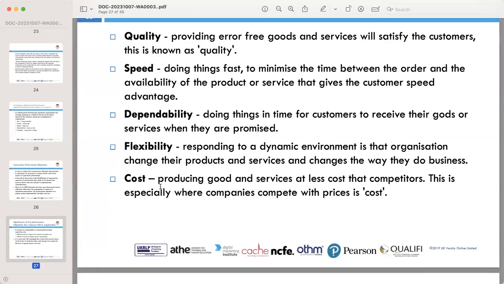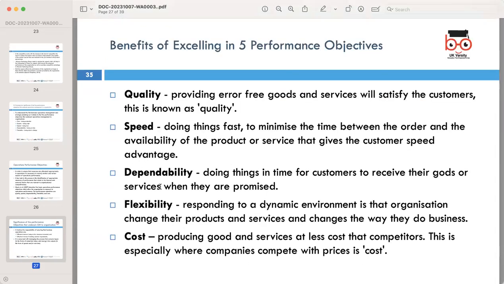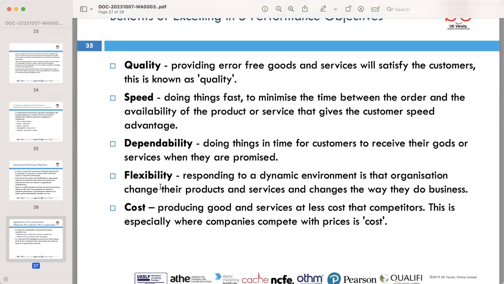Then is flexibility. Flexibility is another important business performance objective. So responding to a dynamic environment is how an organization changes its products and services and changes the way they do business. So flexibility is the means of changing an operation to match a customer's requirements. So this may involve changing what the operation does or how it works, so that the service is best suited.